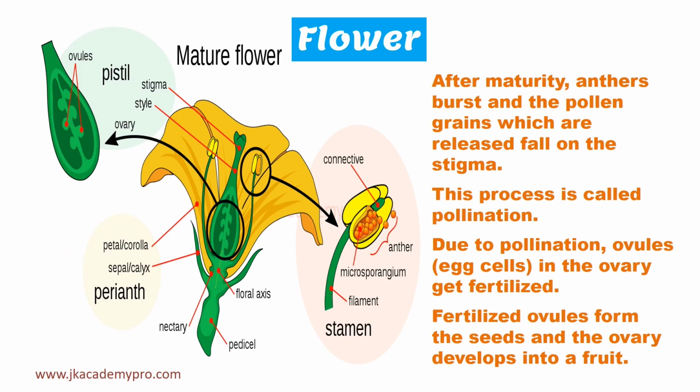There are pollen grains present in the anther. Now, when the flower matures, that is, when it has fully grown, these anthers will burst open and all the pollen grains are released. So, they fall on the stigma of the flower. And this process is called pollination. Now, due to pollination, ovules, that is the egg cells in the ovary, get fertilized, and fertilized ovules form the seeds, and the ovary later on develops into a fruit. So this is how the flower gets converted into a fruit of the tree.